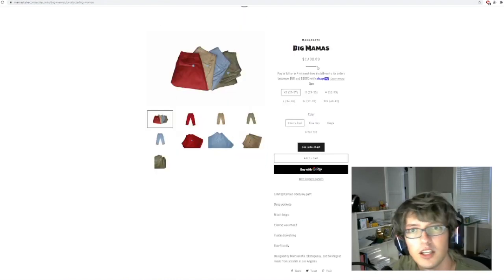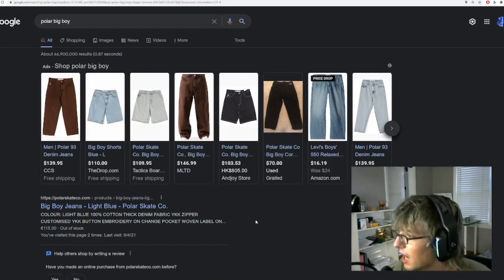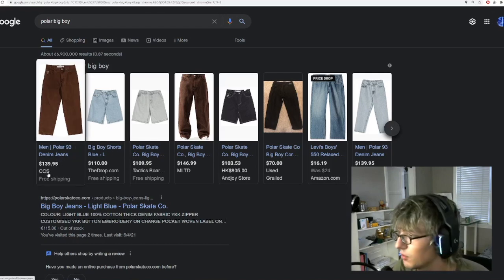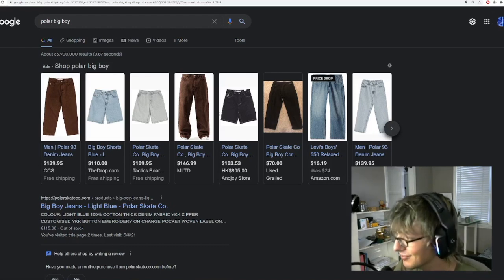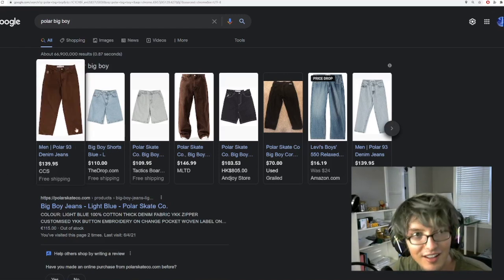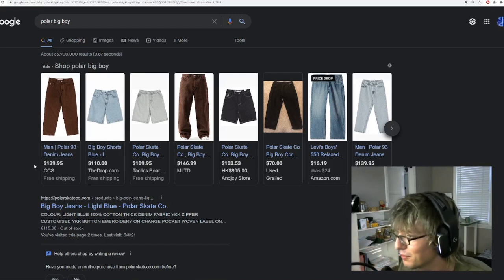Okay, so of course, Big Mamas, it's a play off of the Polar Big Boy, which is pretty much the most popular skateboard pant in the game right now. And funnily enough, the greatest criticism that people have about Polar Big Boys, besides their high level of popularity, is the price tag associated with them. $140 for a pair of jeans to many people seems like too much money. However, such a price tag is dwarfed. Literally, it's dwarfed. A zero is added to the Big Mama's price tag. The parody of the original has added a zero to the original price tag.